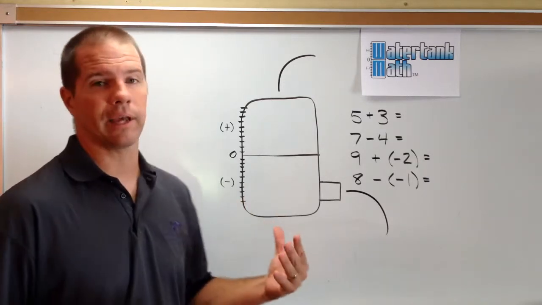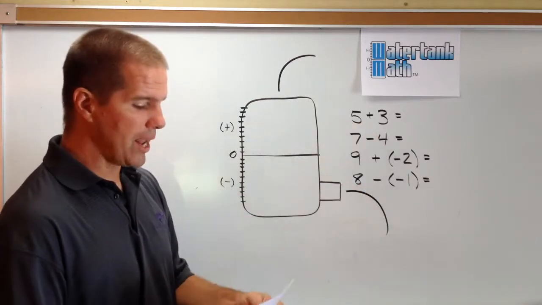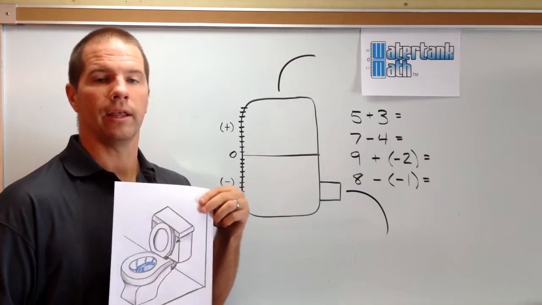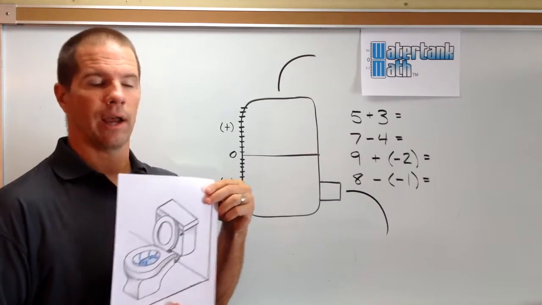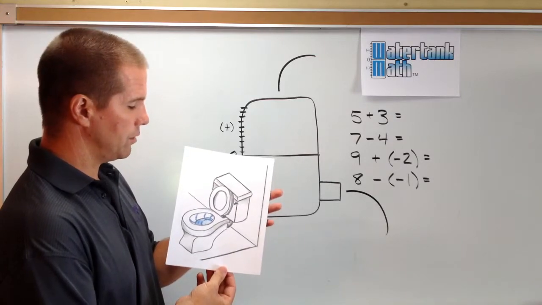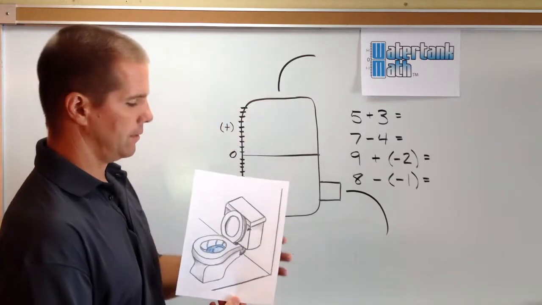And again, this is basically how a toilet works. The first situation is when we add. When we add using Watertank Math, it's basically like your toilet is going to be filling up. So I have this illustration to represent to your students what it is when we add a number. Water will be coming in from the top.